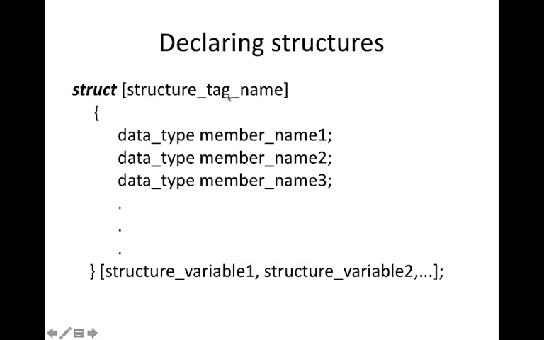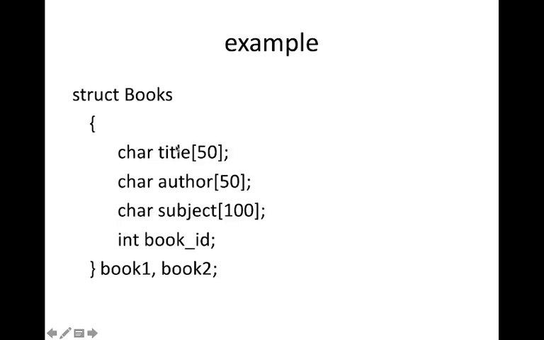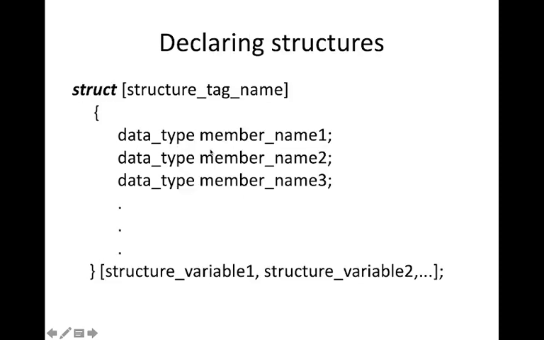Then we can have a name, and within braces you can include different members. For example, the first member can be an integer: int a, int b, then int c, or float d, float f, like that. You can have any number of members inside the structure. It closes with the braces, and these are also optional. You will see why it is optional.